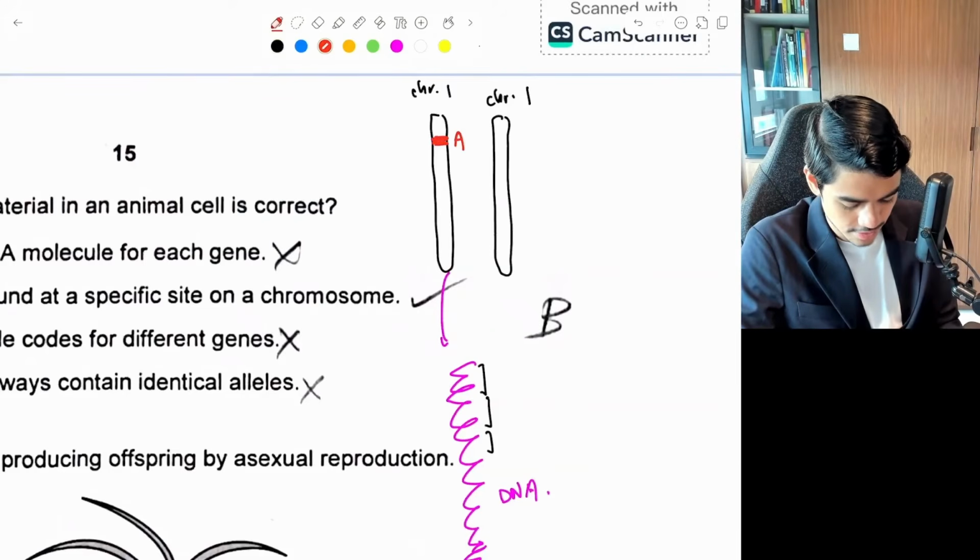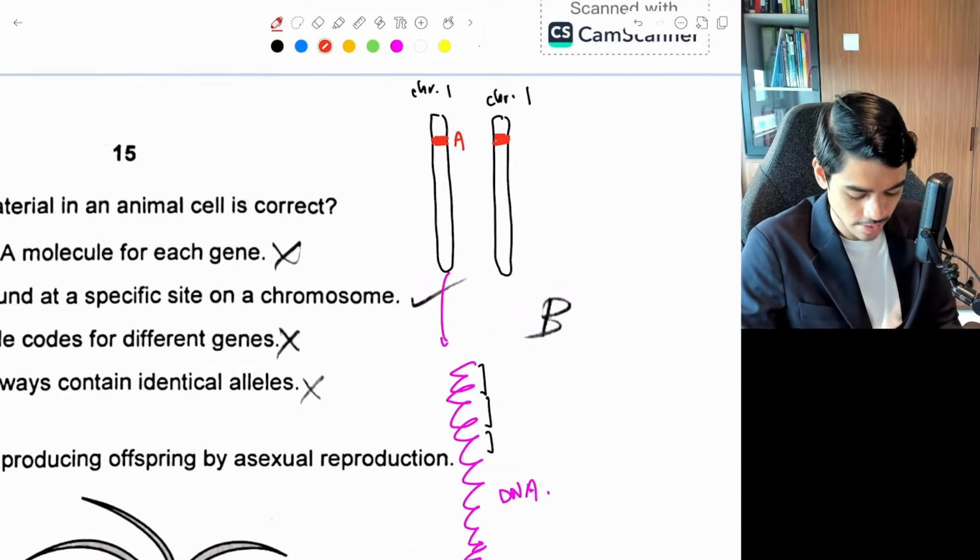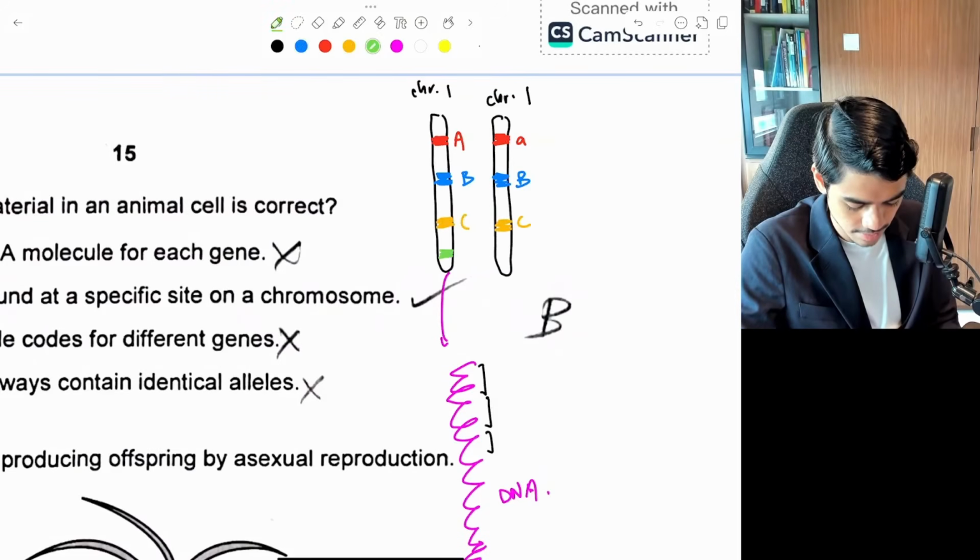So here's gene A, and on the other side, at the same position, you will have that same gene. That's why I'm using red color as well. Okay, so I'll just show a few more. The blue one here, let's call it B, will also exist on the other side. And then C at the same position, D at the same position.